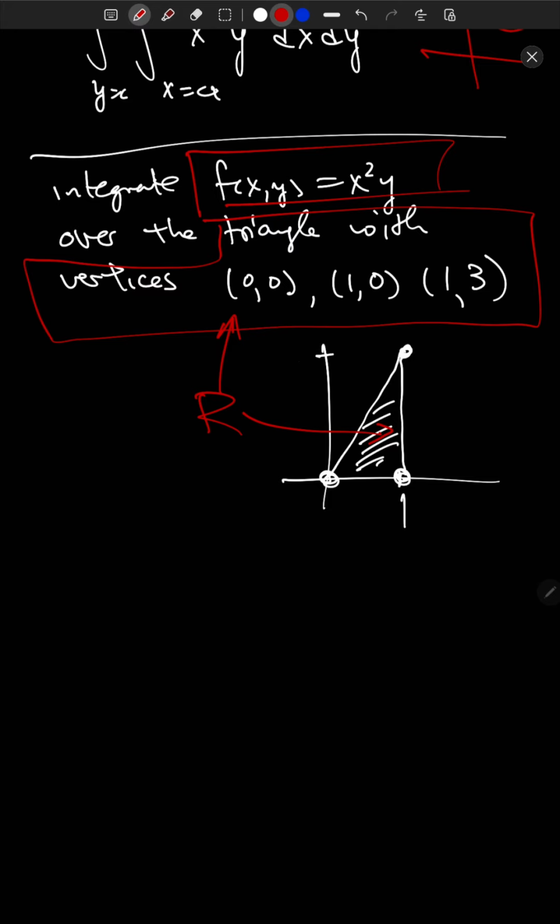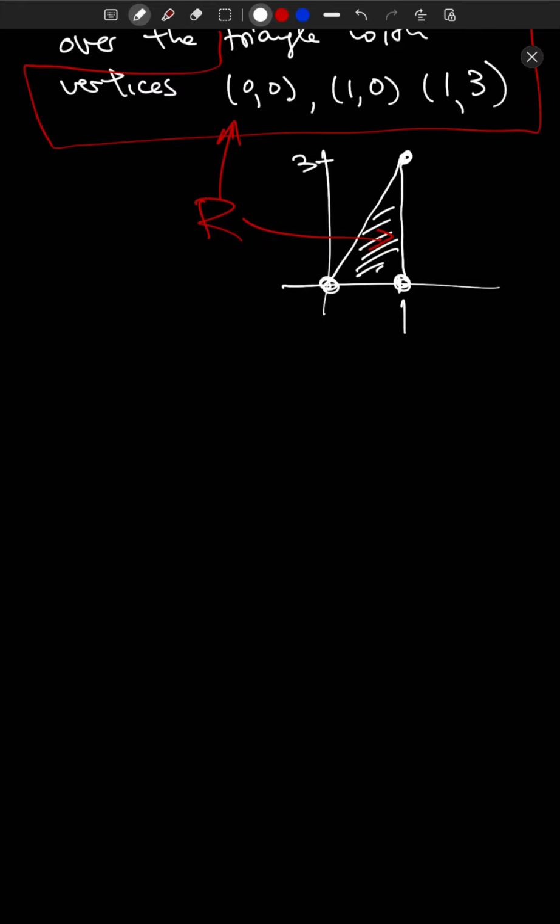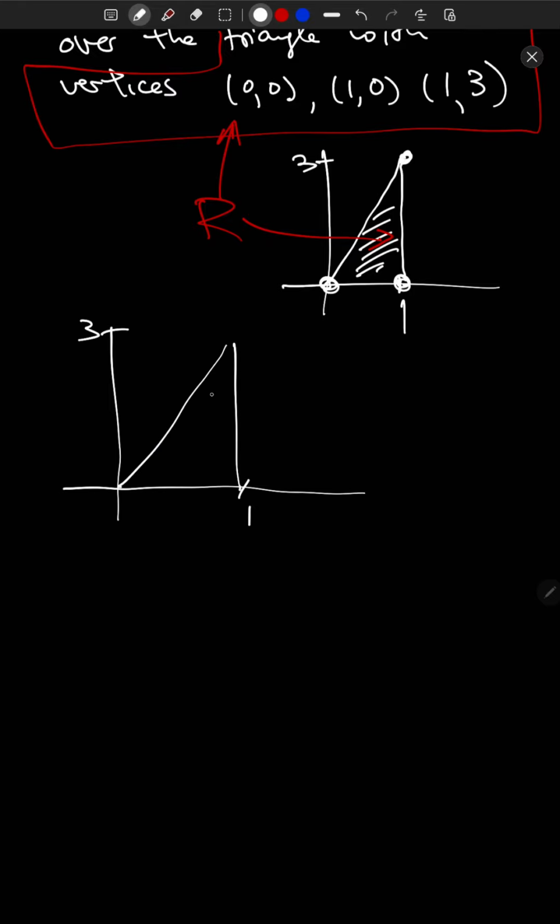Okay, so how are we going to set up this integral? Well, the first thing we want to do is decide whether we want to integrate dy dx or dx dy. Let's do dy dx first. So just as last time, that means we want to be working with vertical integrations first. So let me draw my region again. Here's 1, here's 3. This is my region inside the triangle. So I want to integrate dy dx first.